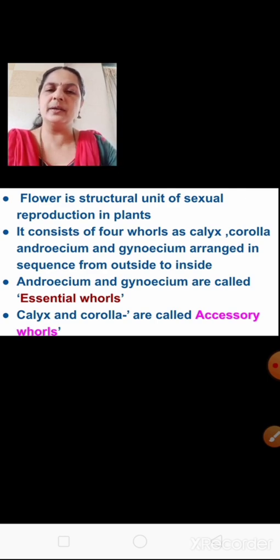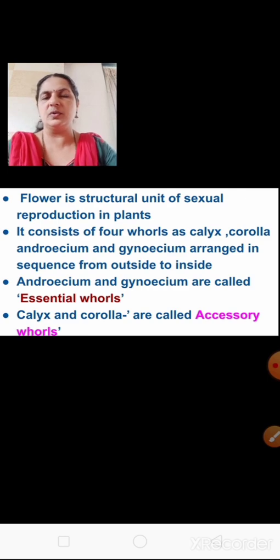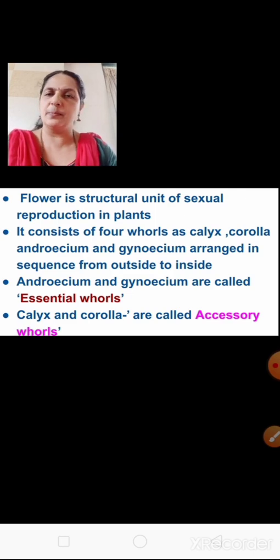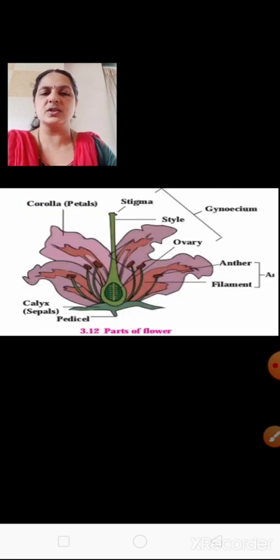Androecium and gynoecium are called essential whorls because they are involved in reproduction. Calyx and corolla are called accessory whorls. Calyx means the sepals, the green part of the flower, and corolla is the colorful petals. They are called accessory whorls because they support the plant, and the petals help in pollination. The essential whorls, which are involved in reproduction, are the androecium and the gynoecium. Androecium is the male part of the flower. Gynoecium is the female part of the flower. This is the structure of the flower.